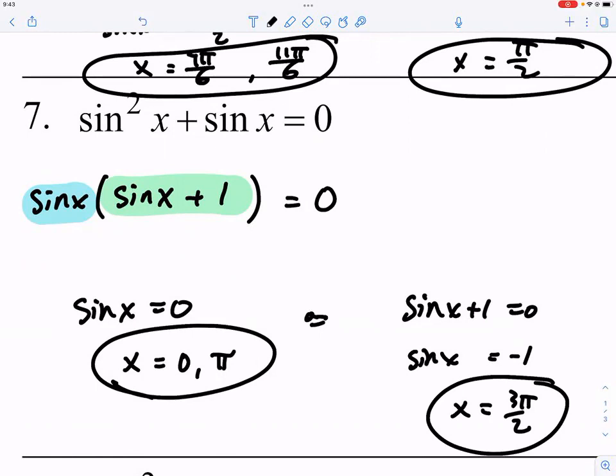All right, go ahead, try number 8 yourself. Try it out.